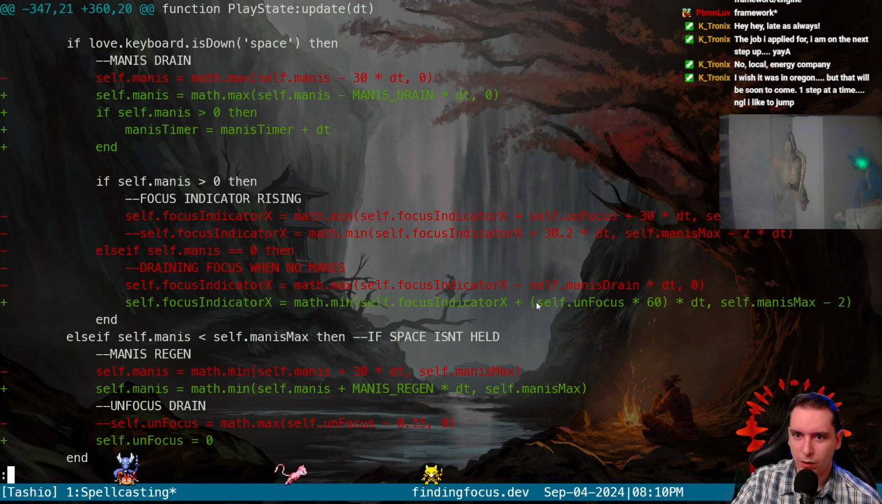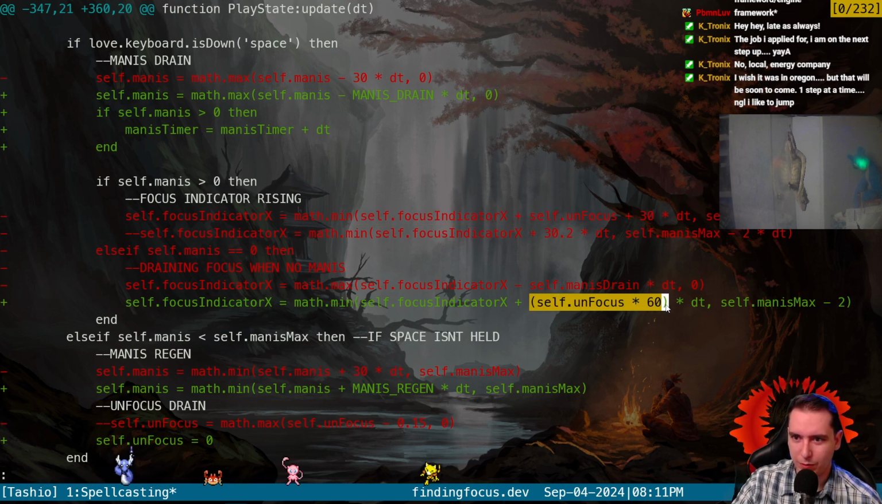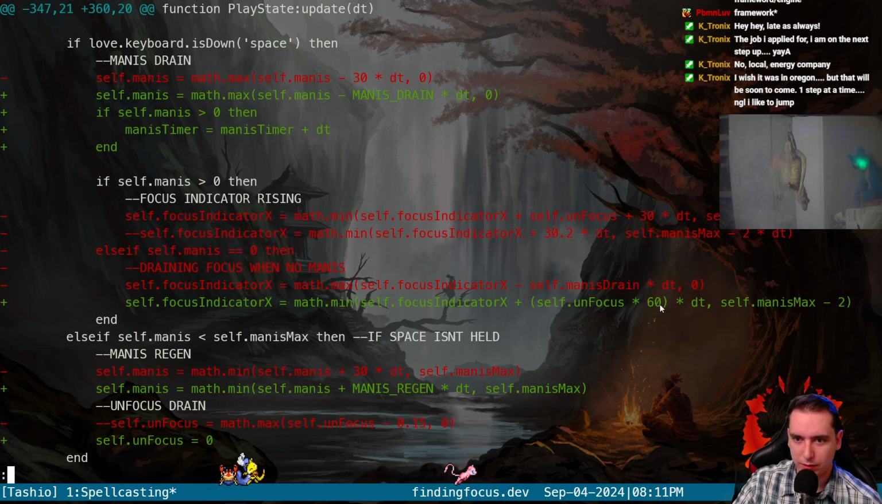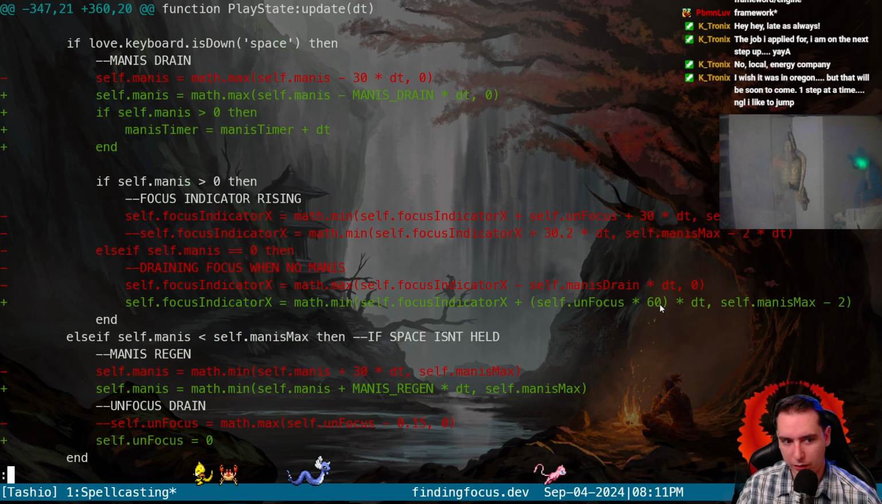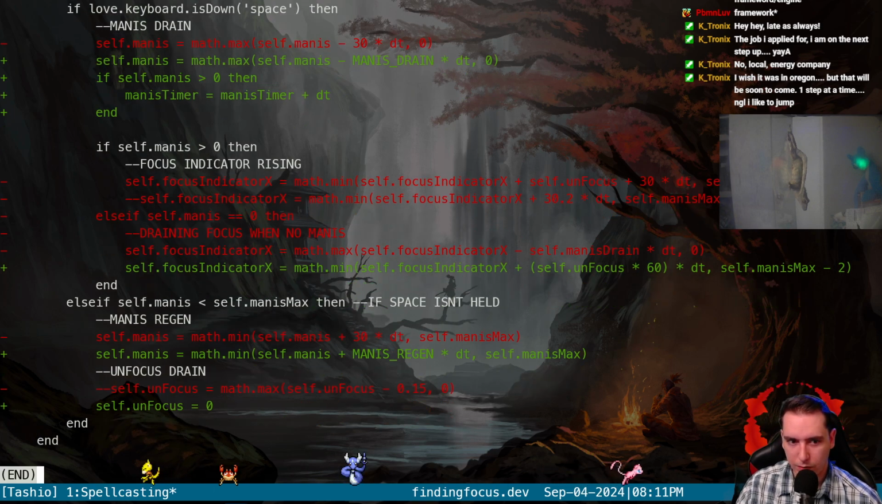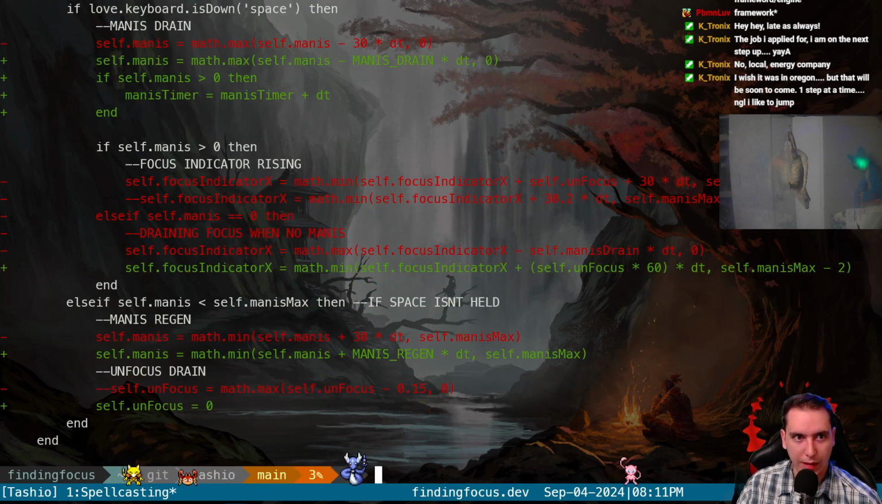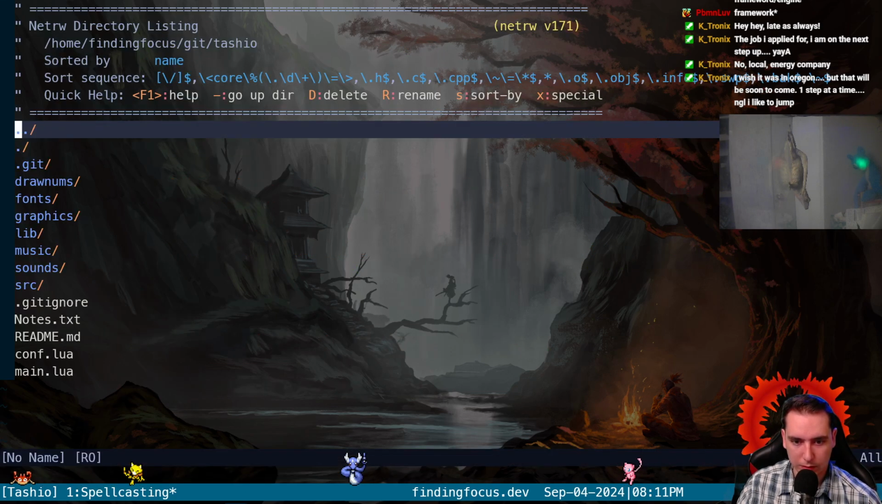Now we have, okay, just your unfocus. Oh, we do have a 60 in there. We might want to put a number in there that isn't 60. Let's do that before we move on, because that's the end of our get diff. So that is in our focus indicator rising.